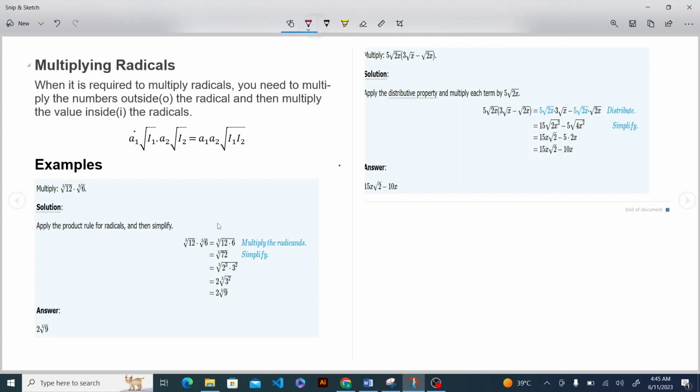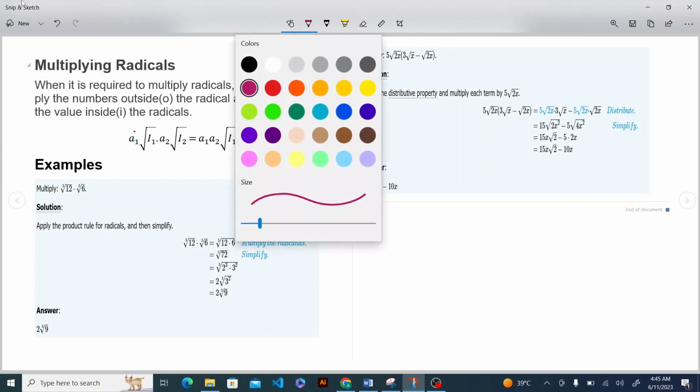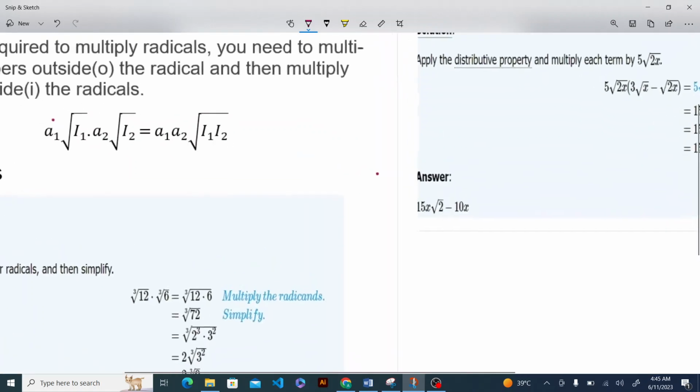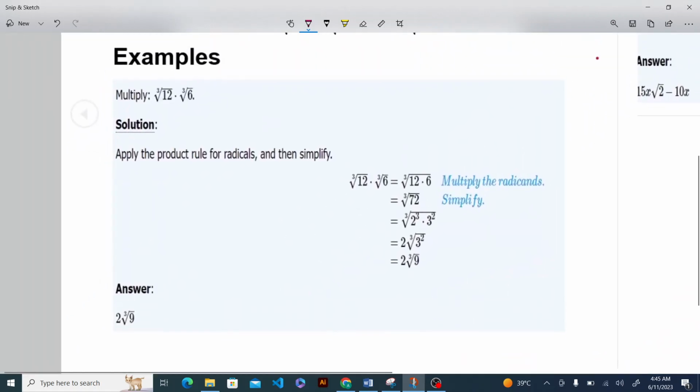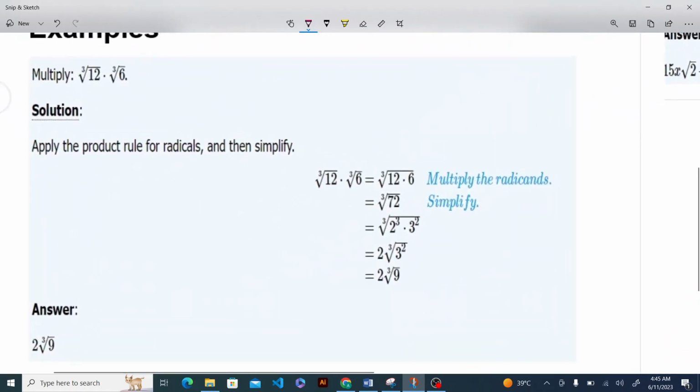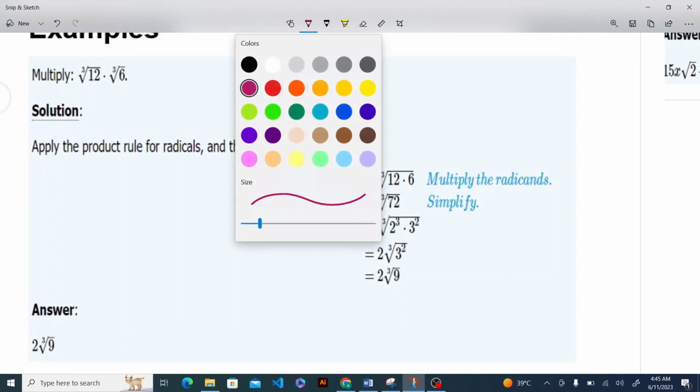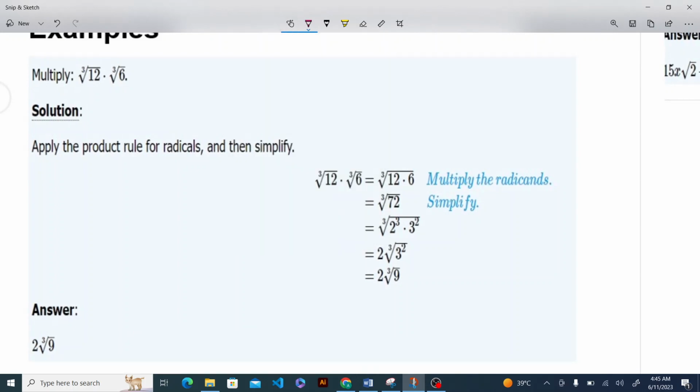Okay, so the first example is this one. Let me zoom in so that it will be more clear. So this is the example. Here we have two radicals: cube root 12 multiplied with cube root 6. We have to multiply these two values, cube root 12 and cube root 6.